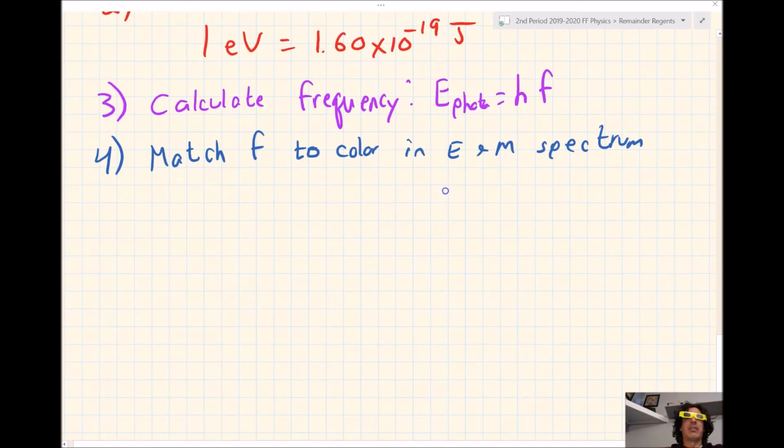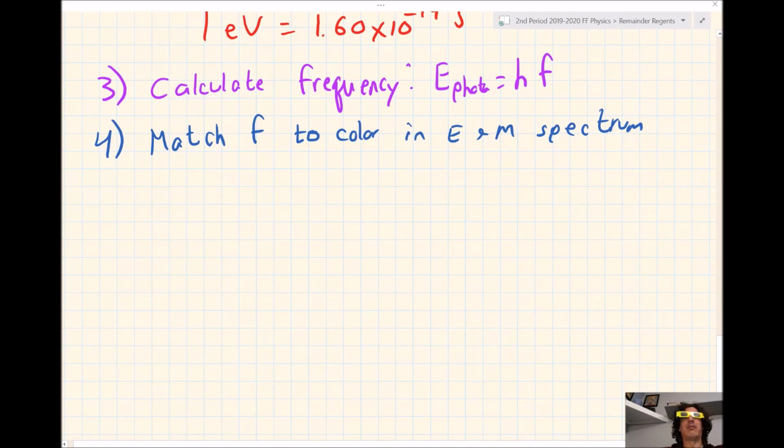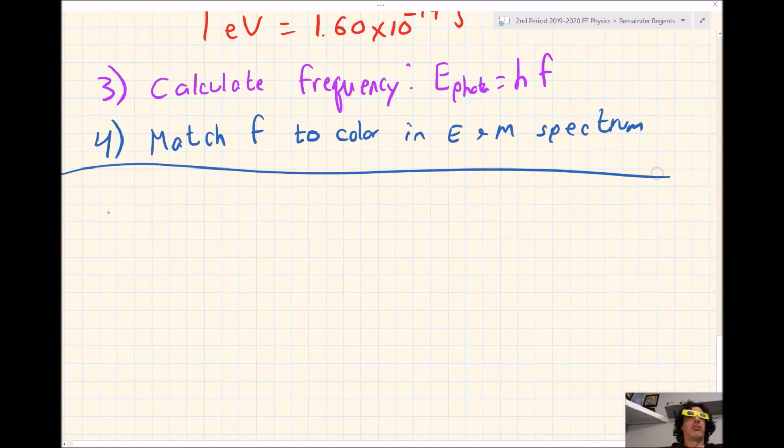So why don't we do one together, just so we have a better idea of how to follow all these steps. We're going to do number 3 from the Bohr atom homework. Number 3: an electron in a hydrogen atom is excited to the n equals 6 energy level. Determine the energy of the photon released when the electron falls to the n equals 2 energy level.